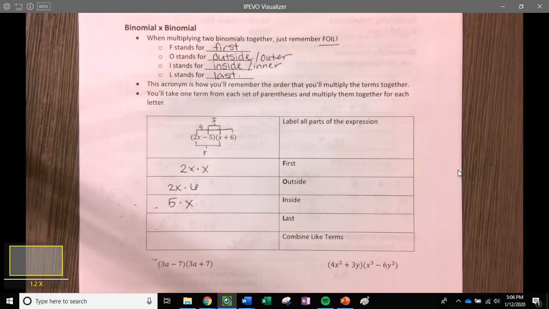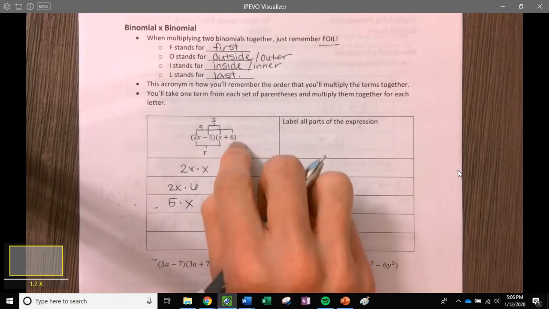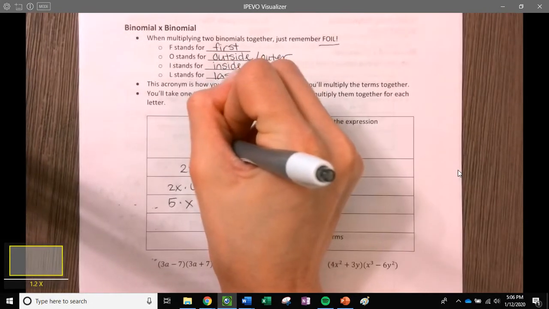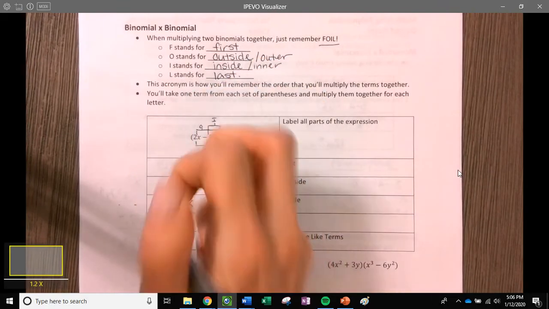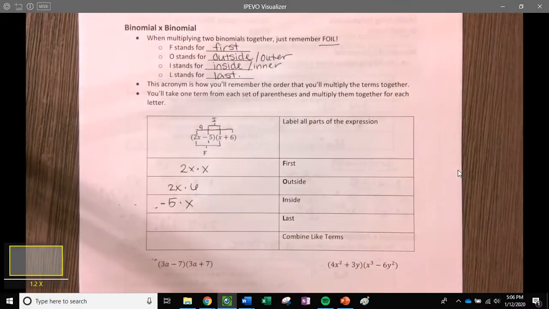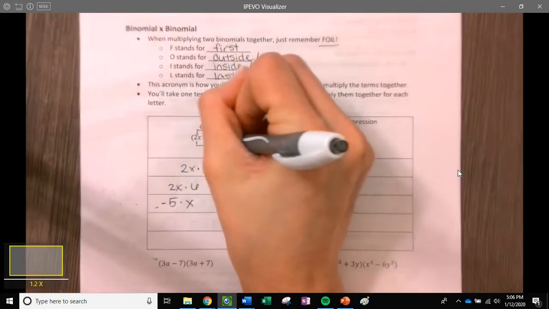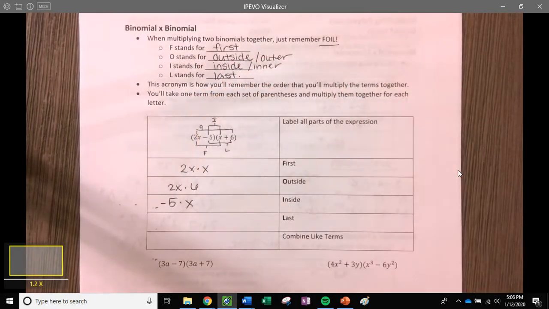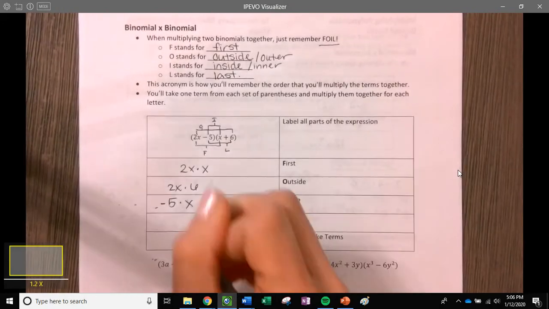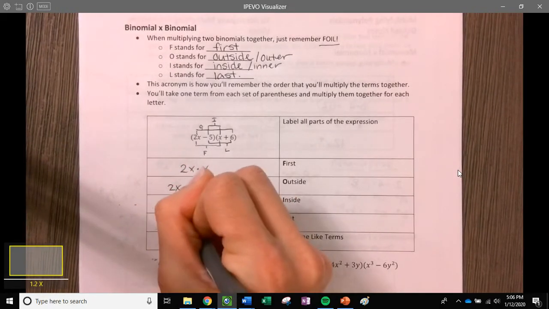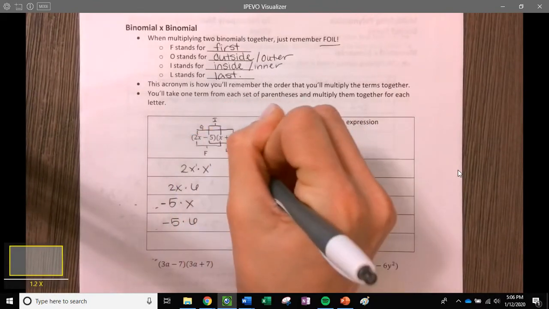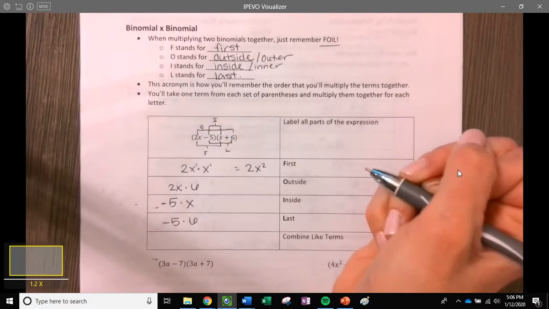All right. Last but not least are the last terms, the terms that are in the last position in each of those parentheses. Negative 5. Oh, wait, hold on. I forgot my negative here. Don't want to do that. Negative 5 and 6. Those are the last terms. Negative 5 times 6.